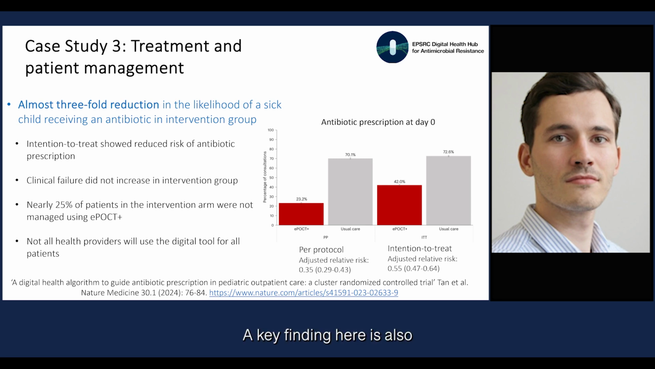A key finding here is also that 25% of patients in the intervention arm, where this electronic algorithm and the support tool were provided, were not managed using the support tool. So this just highlights that when we're looking at digitally connected tests, it's important to provide a digital tool, but it's also equally important to provide training and supervision, mentoring, and allow individuals to actually use these clinical support tools.